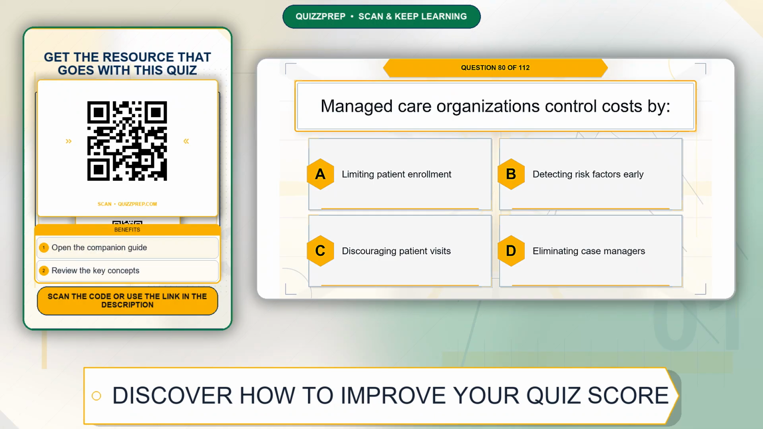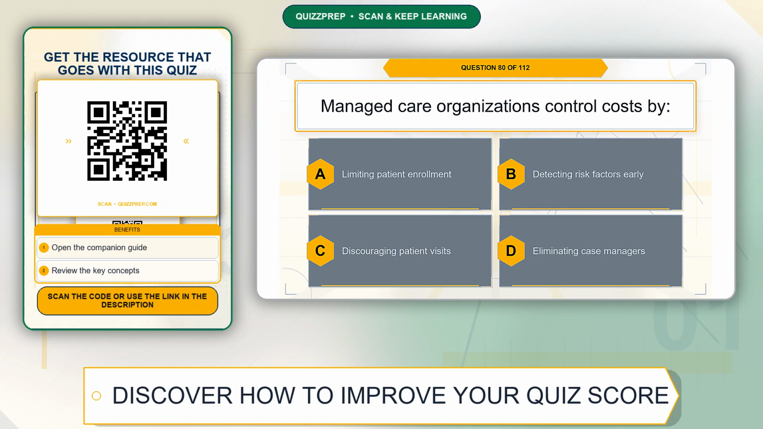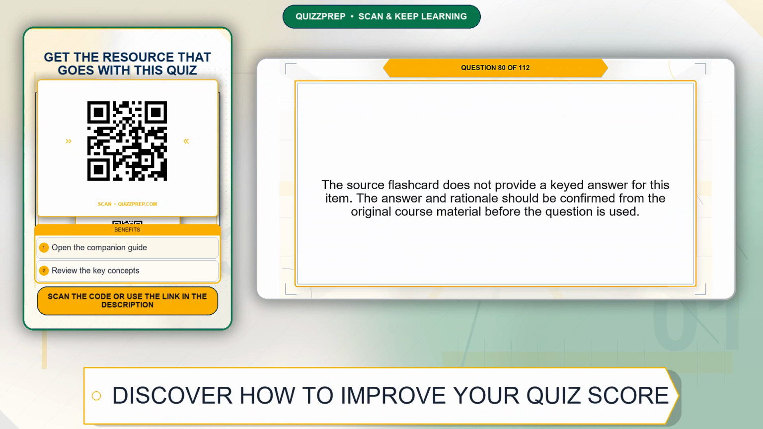Managed care organizations control costs by: option A, limiting patient enrollment. Option B, detecting risk factors early. Option C, discouraging patient visits. Option D, eliminating case managers. The correct answer is now shown. Explanation. The source flashcard does not provide a keyed answer for this item. The answer and rationale should be confirmed from the original course material before the question is used.